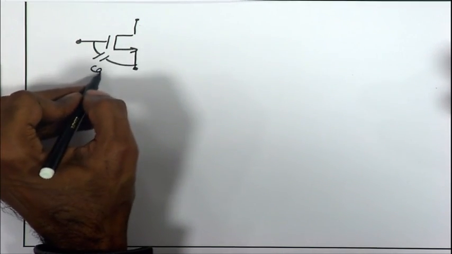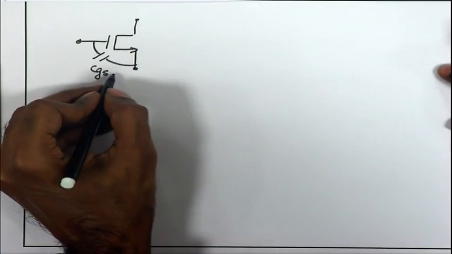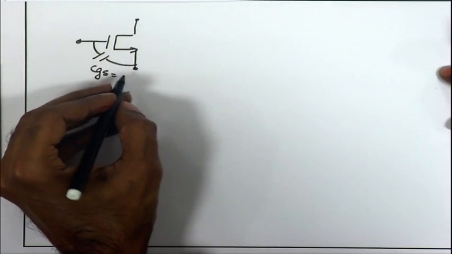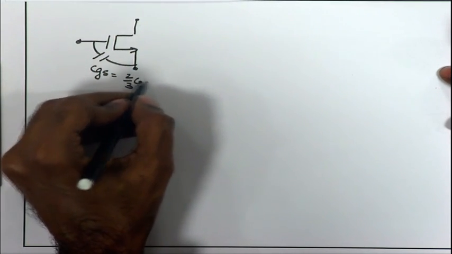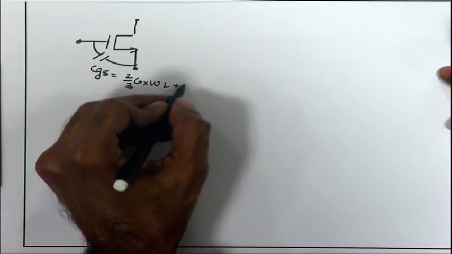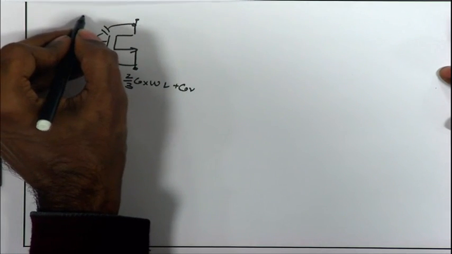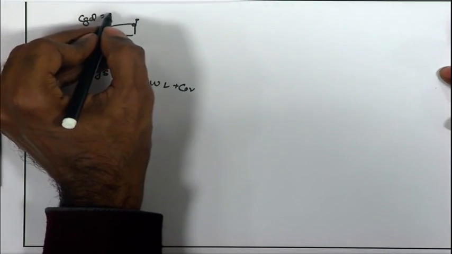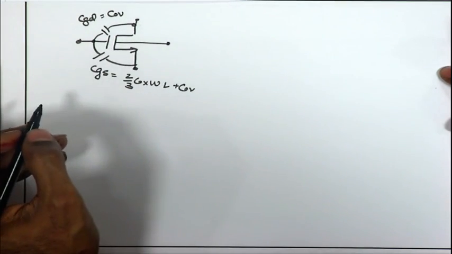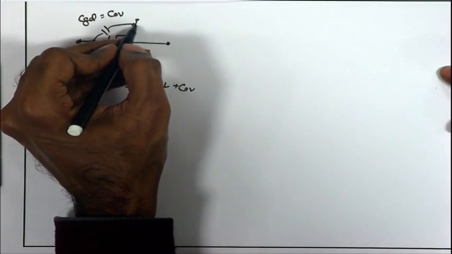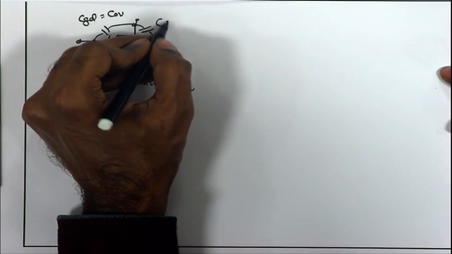So, we define CGS, I will just call it CGS, earlier term used was C effective, but let us call it CGS. This is equal to 2 by 3 COX WL plus C overlap in saturation region. We define CGD, which is just equal to C overlap for saturation region. We define the junction capacitance, which is coming between drain and the body. I can call it CDB.